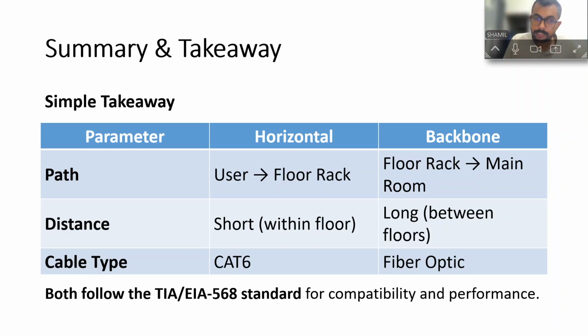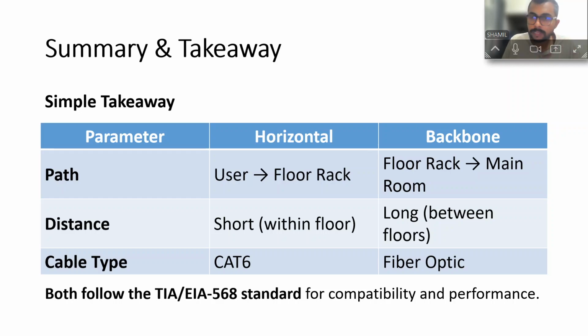So to summarize, in horizontal cabling, you are connecting from the user to the respective floor rack, whereas in backbone cabling, you are connecting from the floor rack to the main room. The distance involved in horizontal cabling, since it is on the same floor, will be short. While in backbone cabling, since the distance is long, we'll be using fiber optic cable. And in horizontal cabling, we are using Cat6 cable.